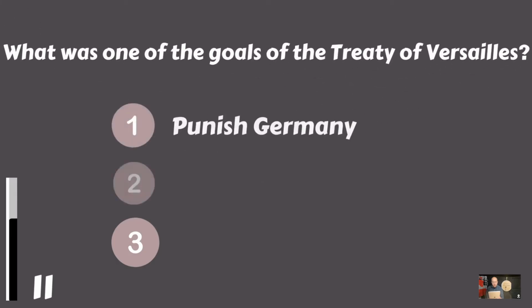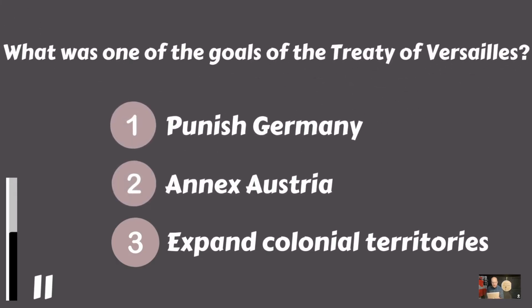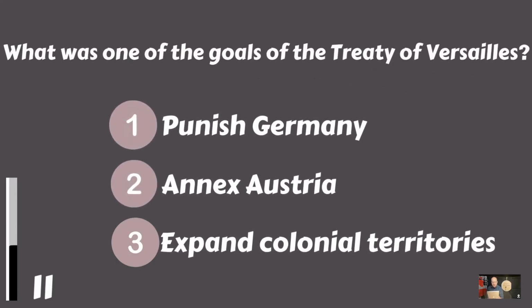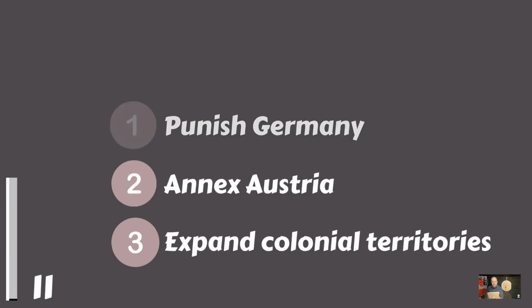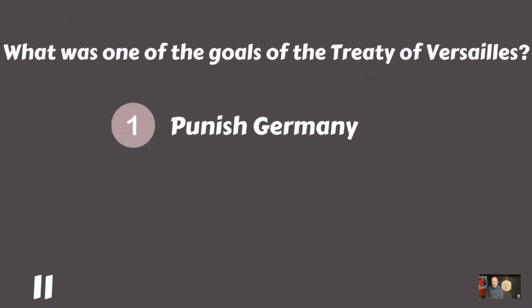What was one of the goals of the Treaty of Versailles? Was it to punish Germany? Was it to annex Austria? Or was it to expand the colonial territories? One of the goals of the Treaty of Versailles was to punish Germany. How did that work out?